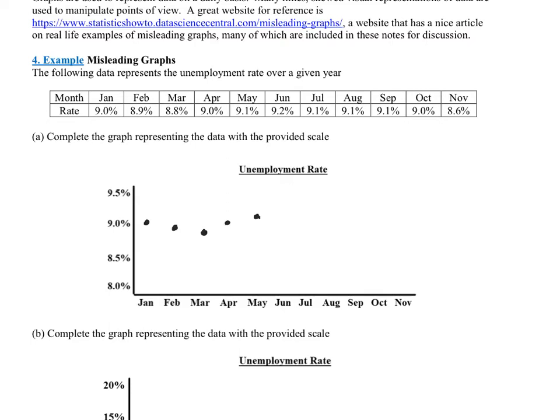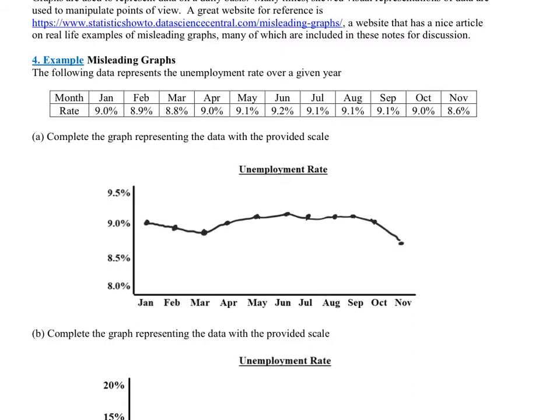June was 9.2, just a tiny bit higher. July, 9.1, a little bit lower. August, 9.1, looks like it's maintaining. September, 9.1. October would be 9, so down just a little bit. And November, 8.6, which would be down about there, the lowest that it was the entire year. So if we connect those dots, we're looking at something that looks like this. This is called a line graph. We could have done this with a histogram bar graph, but I'm going to use a line graph right here.